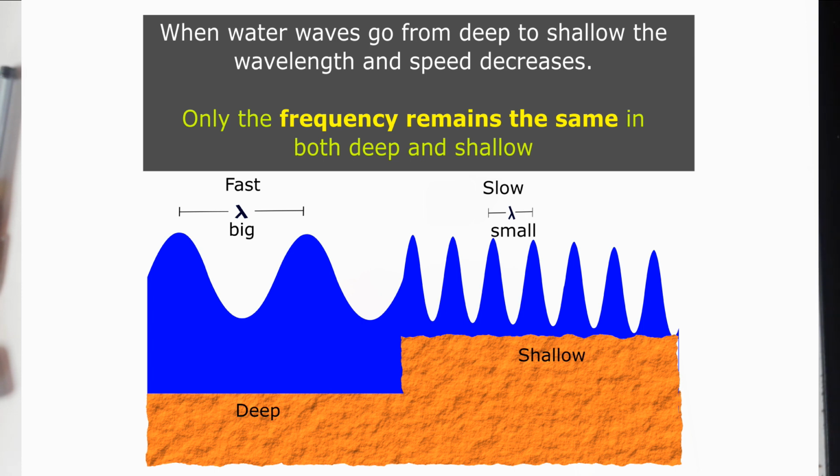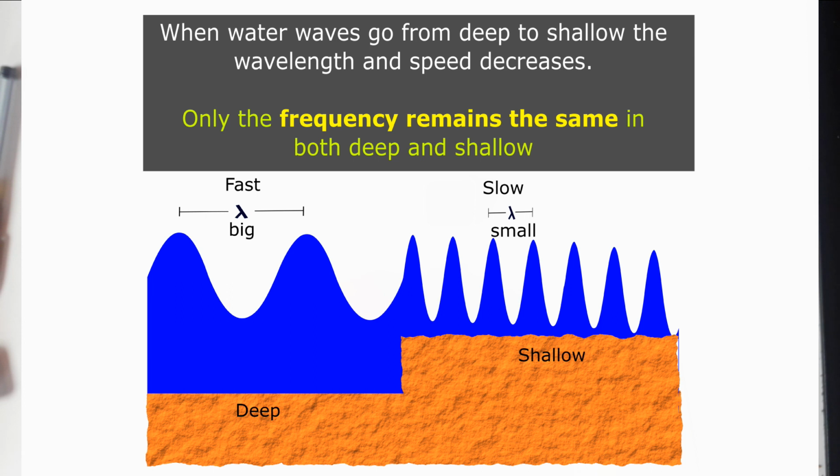Also, in the deep region, the speed or velocity is large. However, when it enters the shallow region, the velocity decreases. So think of it like this. In the deep, everything is bigger with regards to wavelength and velocity. In the shallow region, everything is smaller with regards to wavelength and velocity.